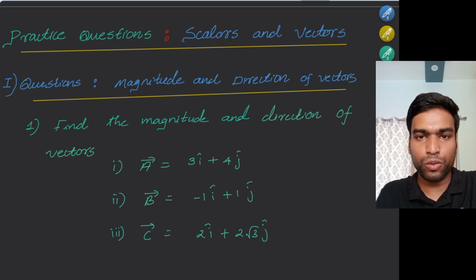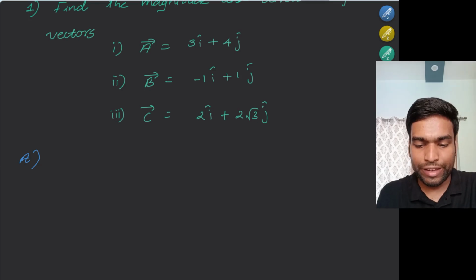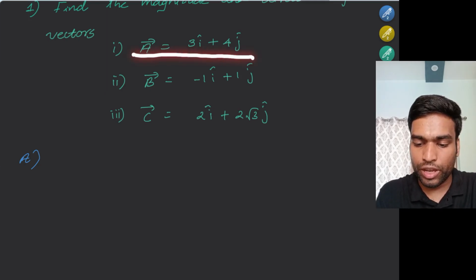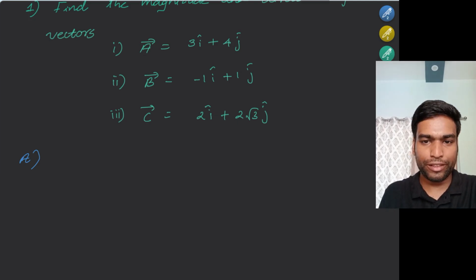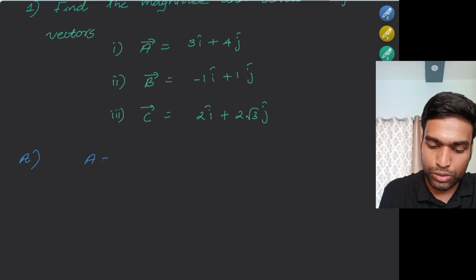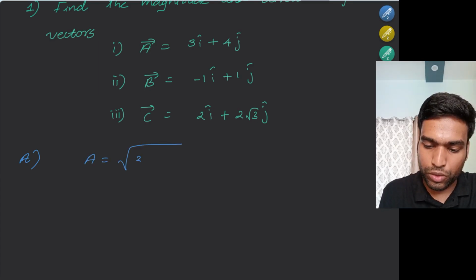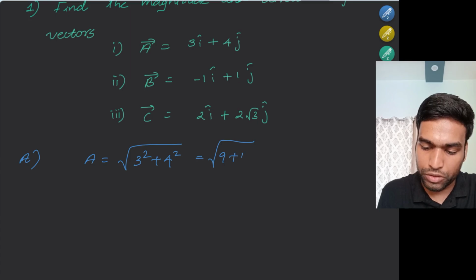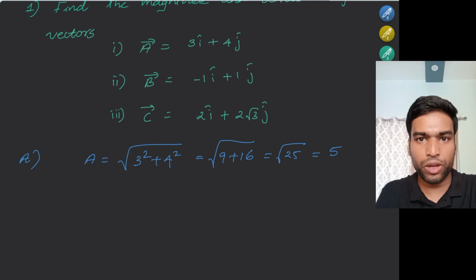So let's tackle one by one. For the vector A, the x component is 3 and y component is 4, right? For finding the magnitude, we can use the Pythagorean theorem as we discussed in the last video. So A equal to square root of 3 square plus 4 square will be square root of 9 plus 16, which is square root of 25, and the answer is 5.